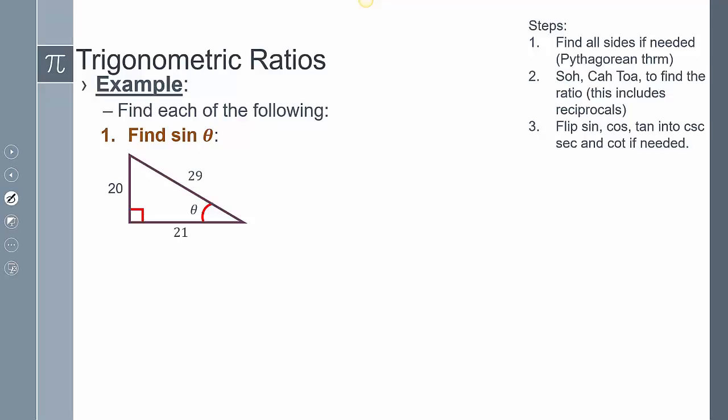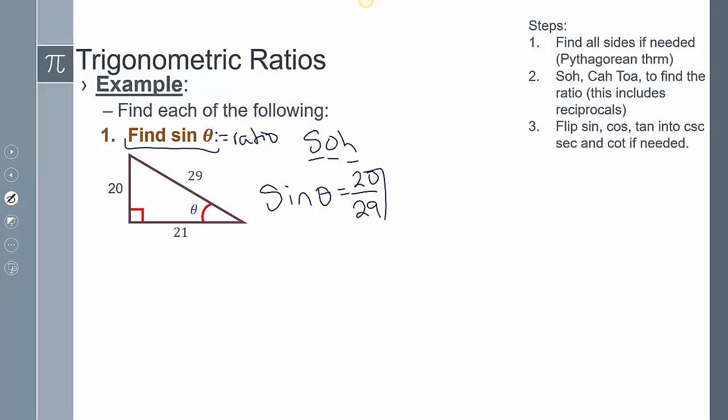Let's find the ratios. So if I say sine of theta, we're going to find this ratio here, find sine of theta. That means it's asking me what's the ratio that represents that. This is going to equal some sort of ratio. We know that sine of theta is opposite to the hypotenuse. And so that's the ratio that it's looking for. That's going to be my answer.